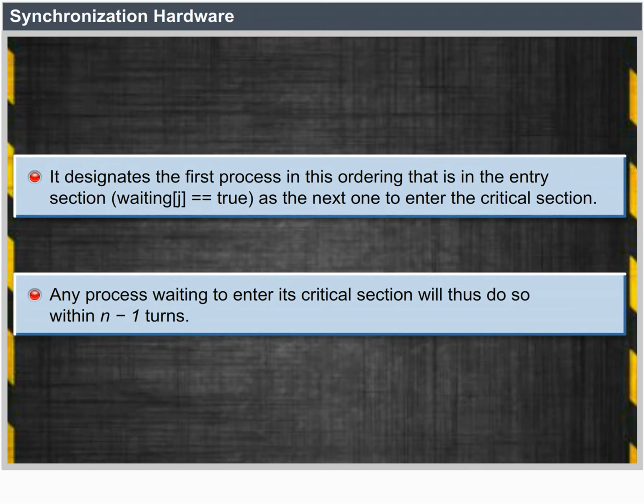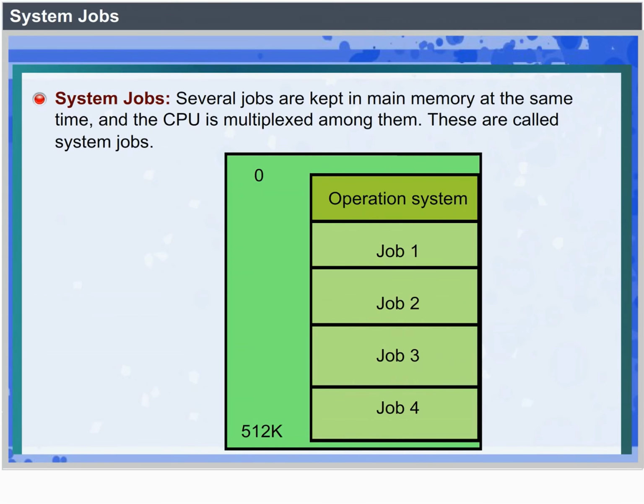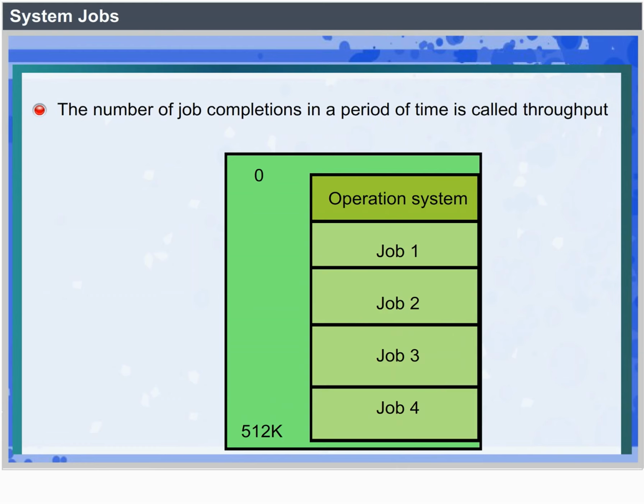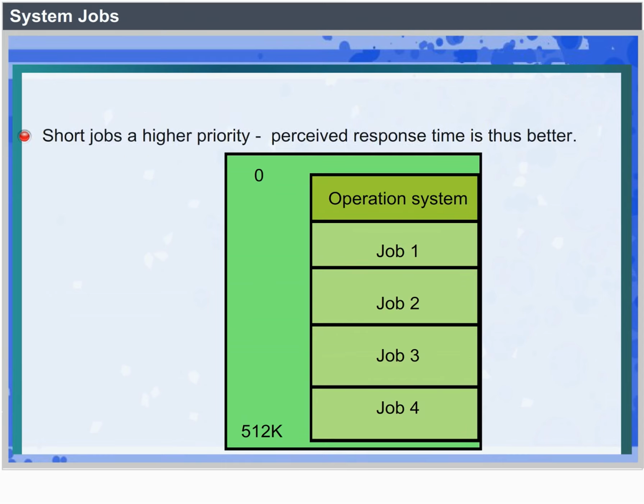System jobs. Several jobs are kept in main memory at the same time, and the CPU is multiplexed among them. These are called system jobs. Batch jobs are programs that run without user interaction. The number of job completions in a period of time is called throughput. There are various kinds of system jobs: long or short, or interactive or batch jobs. Short jobs get a higher priority, so perceived response time is better.